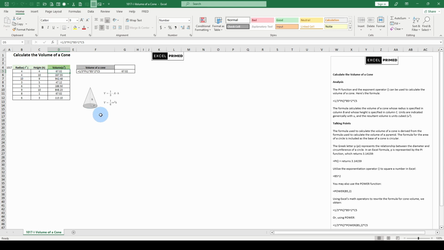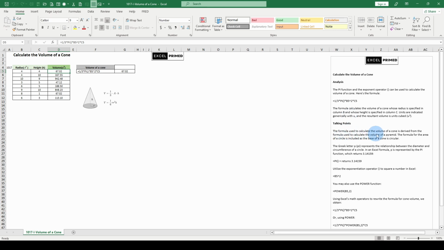Here we have the radius, r. Look here at this image, r. And we have height. So we're going to take radius squared times this height to get this volume. Over here, the pi function and the exponent operator can be used to calculate the volume of a cone. Here's the formula, as I just noted.